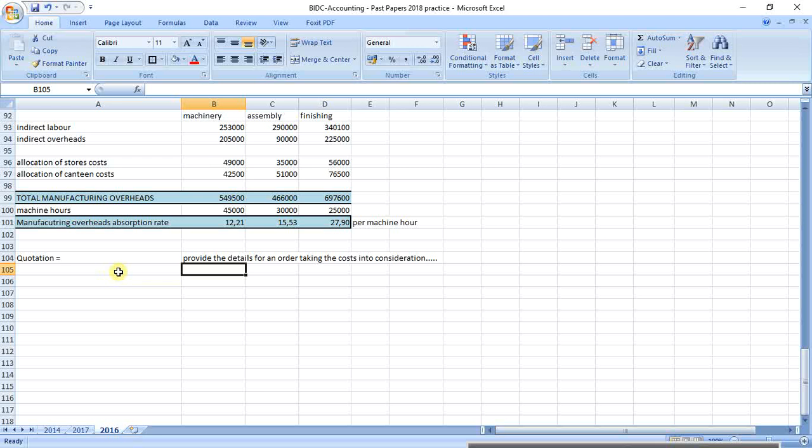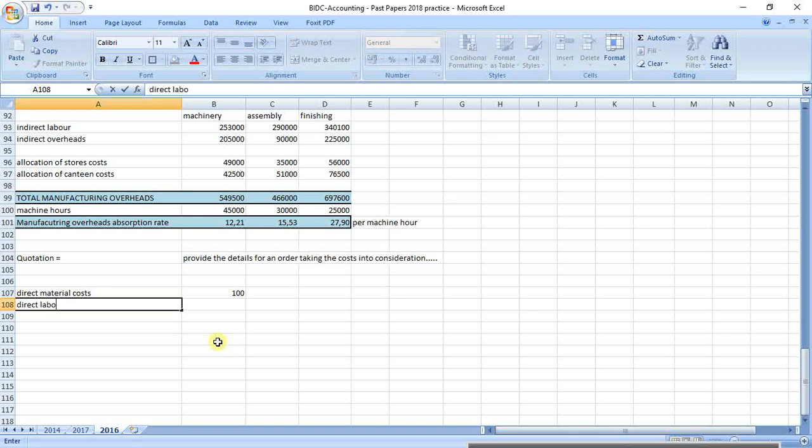Bruno Limited has been approached by a customer for one of the products. Direct material is the first cost. What are the direct material costs? 20 kilos at 5 rand per kilo. So 20 times 5 is 100. Next one, direct labor: 10 hours at 9 rand per hour. So it's 900.